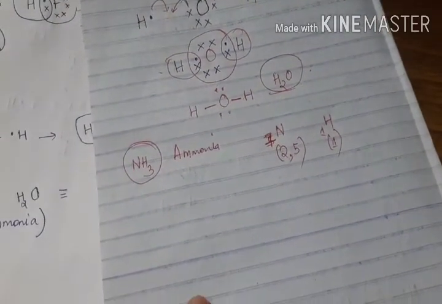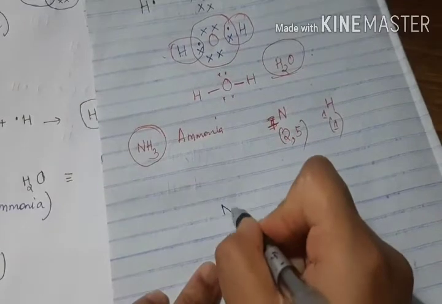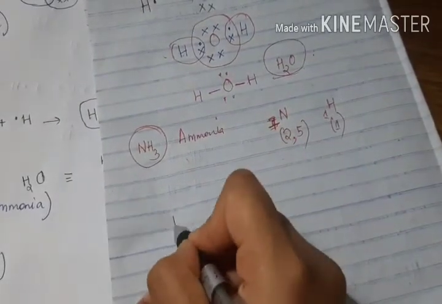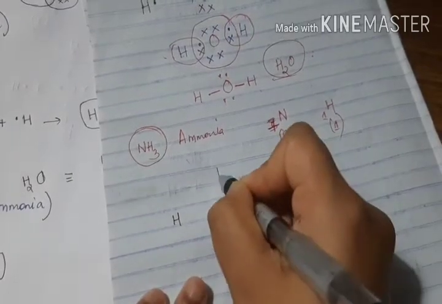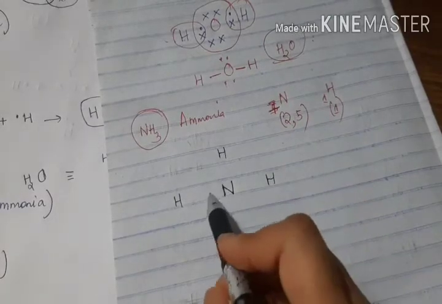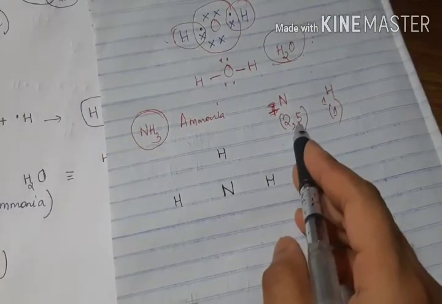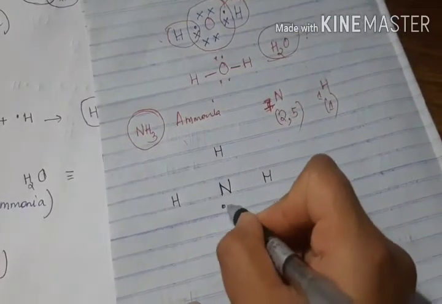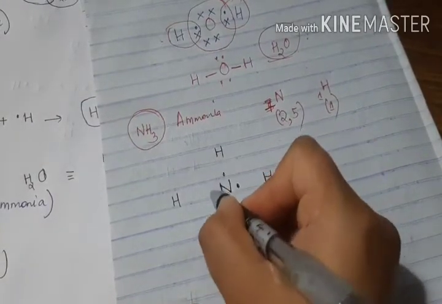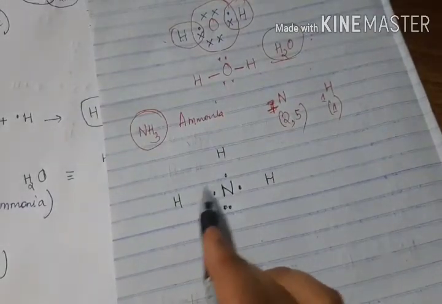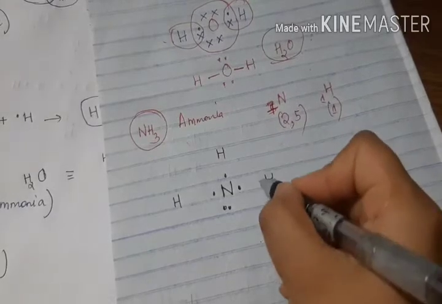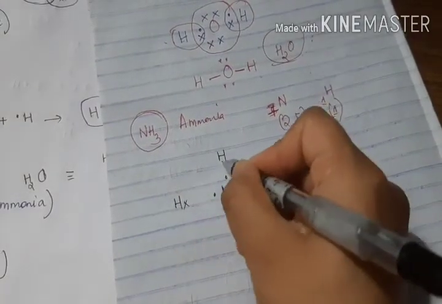So we have got 1 nitrogen, and how many hydrogens? 3 hydrogens. So H, H, H. I'll keep like this. Then nitrogen has got 5 in the valence shell. So 1, 2, 3, I'll draw like this, 4 and 5, because I know they will share electrons with hydrogen, so I placed like this. Then hydrogen will have 1 each.